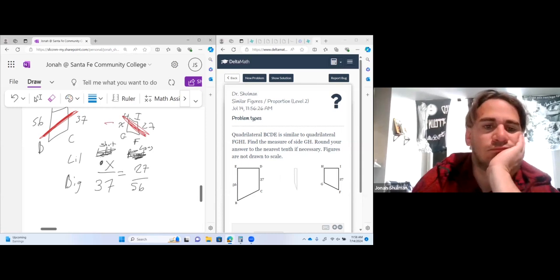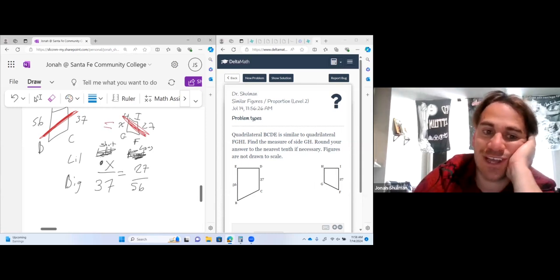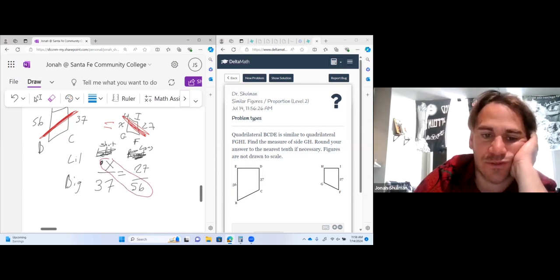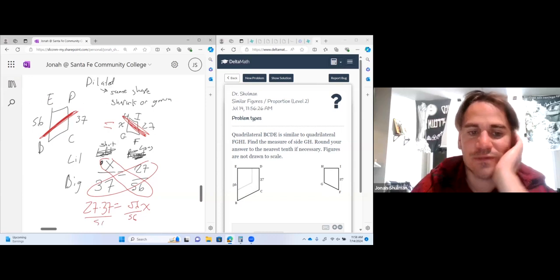27 over X. See, that's what matters. If I have it the wrong way, I'm going to get the wrong answer. The sides have to match. So we were going to do it backwards this way for fun. So here, 56X equals 27 times 37. And we just divide it by 56 and we got the right answer.